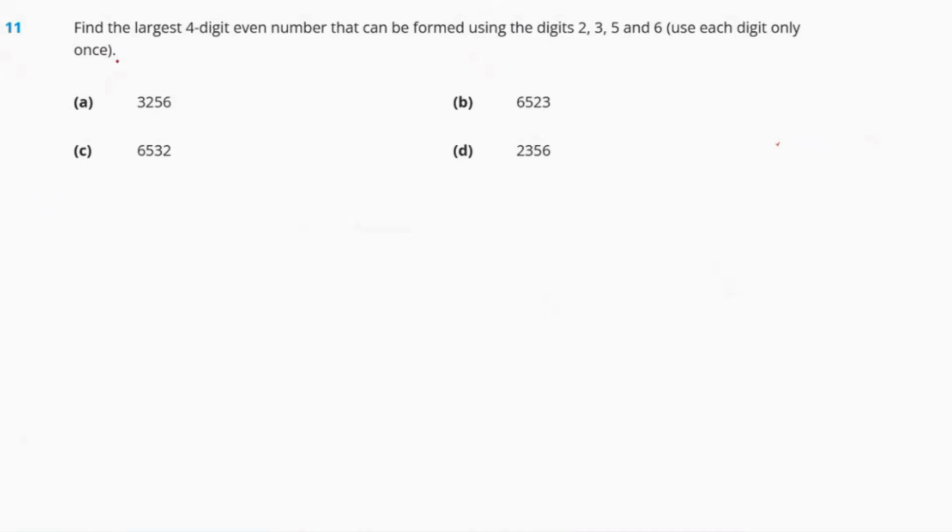Okay, question 11. Find the largest 4-digit even number that can be formed using the digits 2, 3, 5 and 6. Use each digit only once. Okay, so whenever we are asked to make the largest number, we always arrange the different digits in descending order. Okay, now the largest digit is 6. Then the digit slightly smaller to 6 is 5. Then the digit slightly smaller to 5 is 3. And the final digit will be 2.